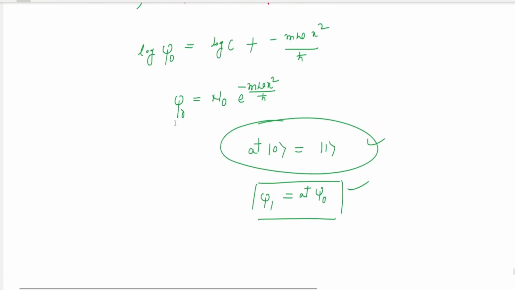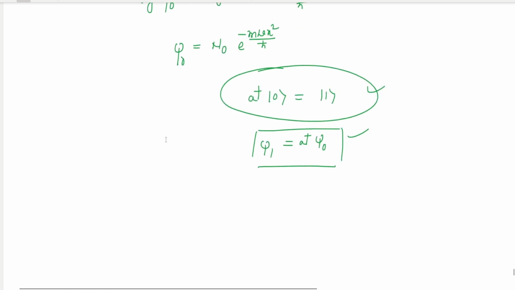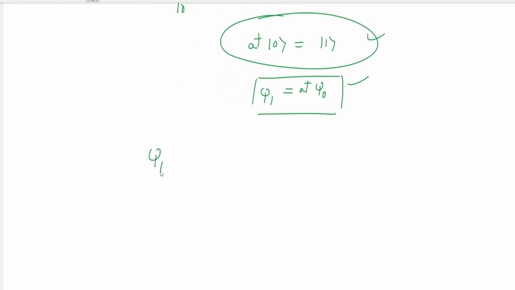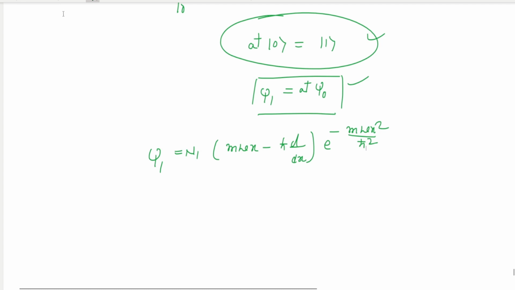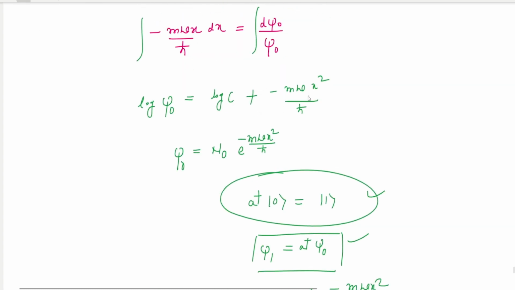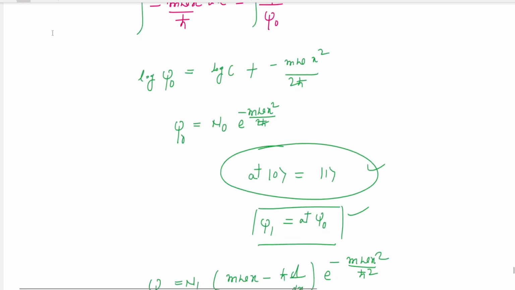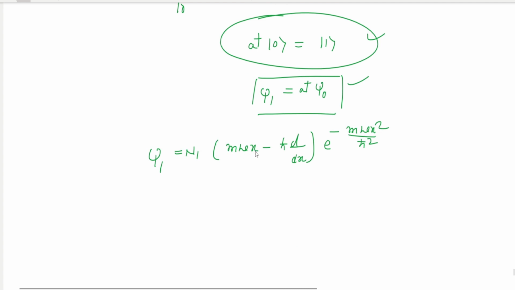So therefore, I'm going to define now the first state wave function. Psi 1 equals n1 times m omega x minus h cross d by dx, times e power minus m omega x square divided by h cross square. Yeah, the two I forgot. Okay, x square divided by 2, right? The 2 I forgot here, sorry. This is not square, 2 here. Yeah, right, 2.